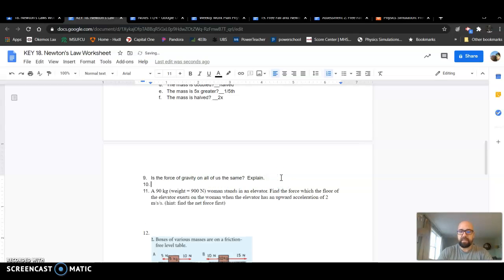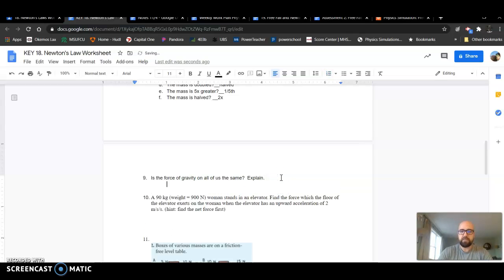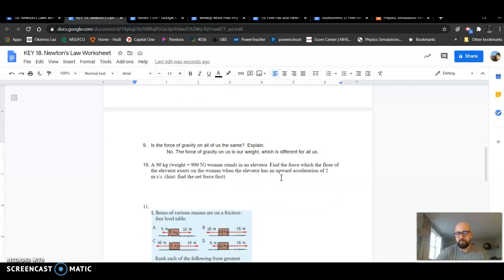Number 8 says, is the force of gravity on us all the same? We talked about that in class because that's a really common misconception. The acceleration due to gravity on us is always the same, but the force of gravity is not the same on us. That's because the force of gravity on us is our weight, which is different for all of us because we all have different masses, so we would all weigh differently. We might have a couple people who are close to the same weight, but in general, the force of gravity on us all would be different.